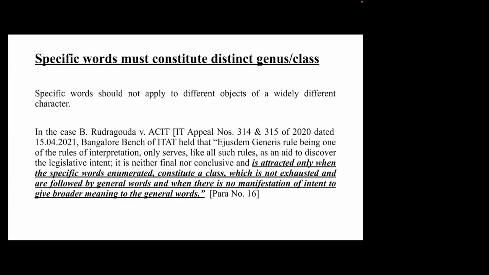In order to invoke the application of this rule, there must exist a distinct genus, class, or category of the specific words. Now, when can we say that specific words are forming a distinct class? If the specific words do not apply to different objects of a widely different character, then we, the interpreters of law, can conclude that the specific words are constituting a distinct class or category.